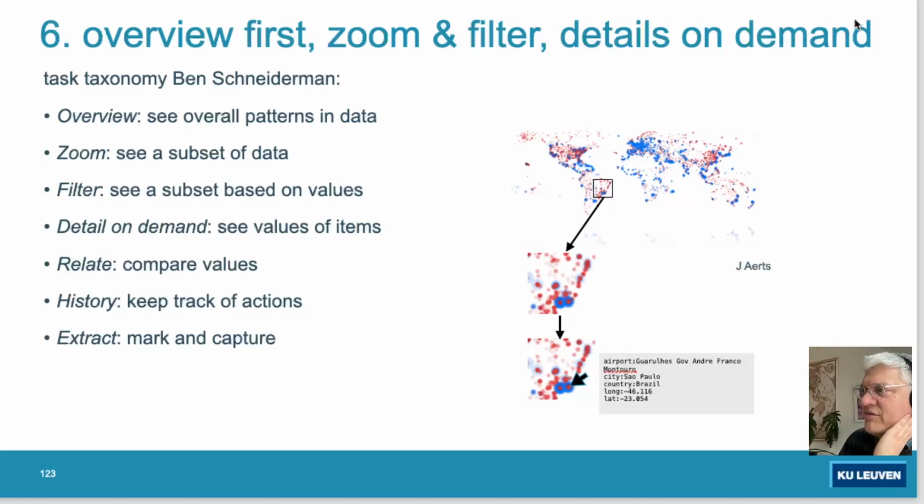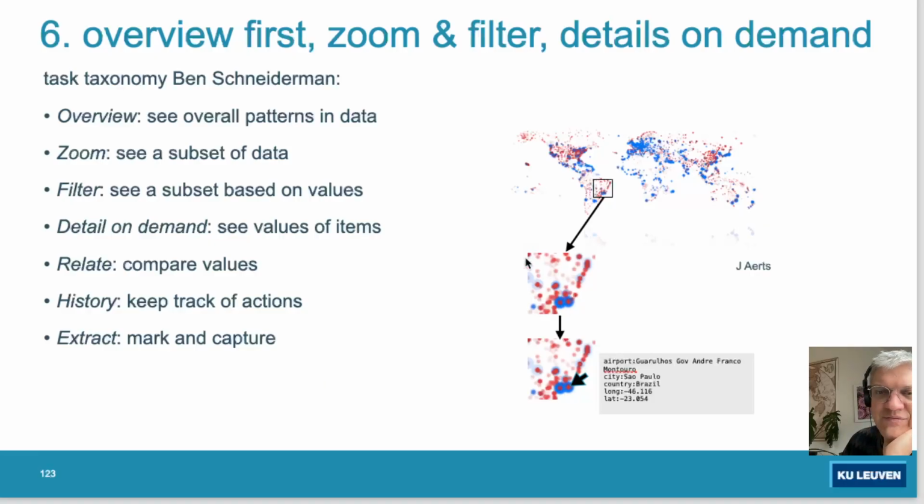And then the third phase is the details on demand. So you hover over a certain airport and it shows you the details, right? But start with this. Now, coming back to the previous one, focus and context. While showing this, also show this, right?